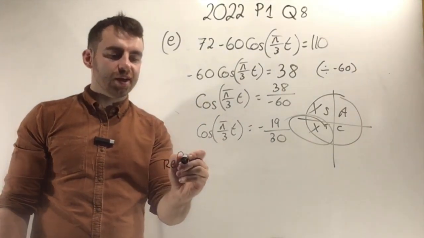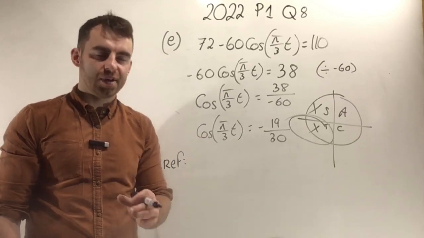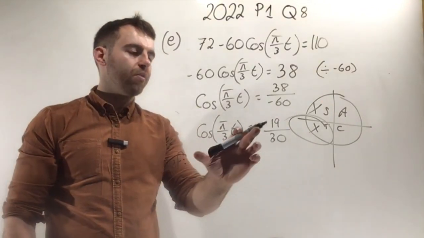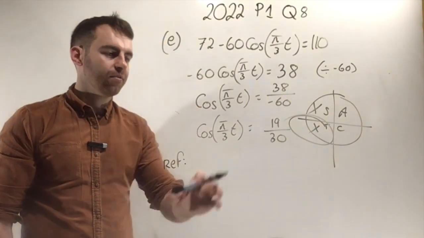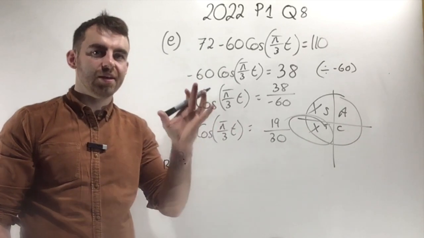So completely just think about trigonometry here. The first thing we always do is get our reference angle. Now remember, when getting your reference angle, we ignore the negative. I don't care that that's a minus 19 over 30, just treat it as if it's 19 over 30.